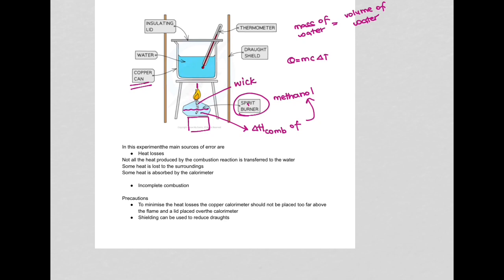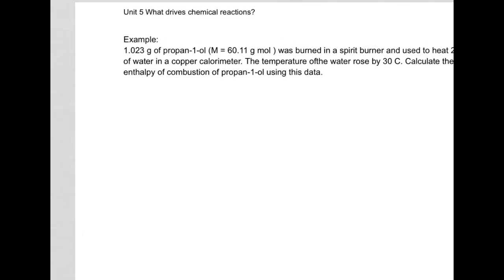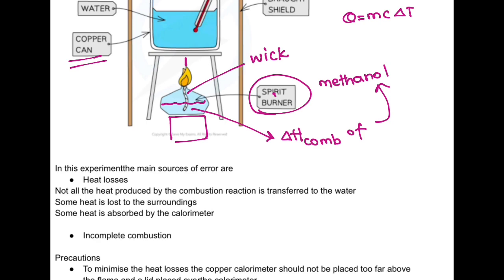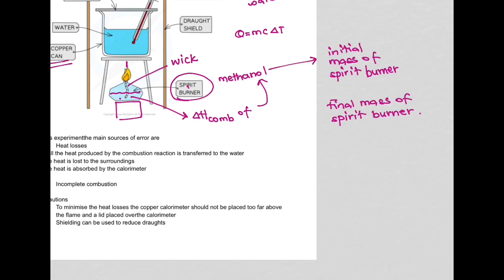So let us see now how we can use information from this experiment to find delta H of combustion. It says that this mass of propanol was burned in a spirit burner. So in the spirit burner, in that example, you have propanol. The initial mass of propanol was measured, and then the final mass of propanol was measured after burning. As the propanol burns, the propanol is used up. So the mass of the propanol in the burner is going to decrease. So the final mass is going to be less than the initial mass.